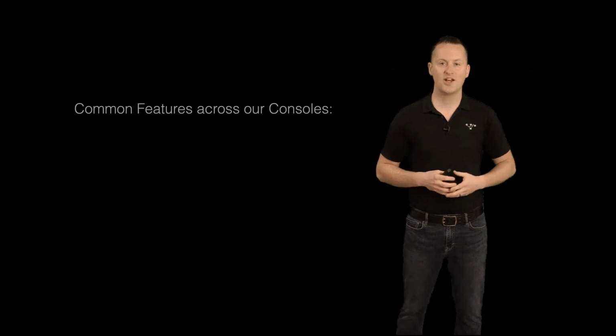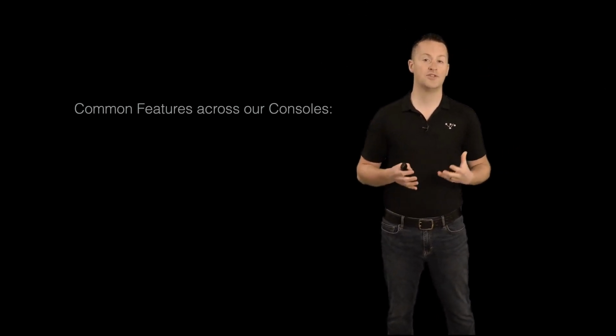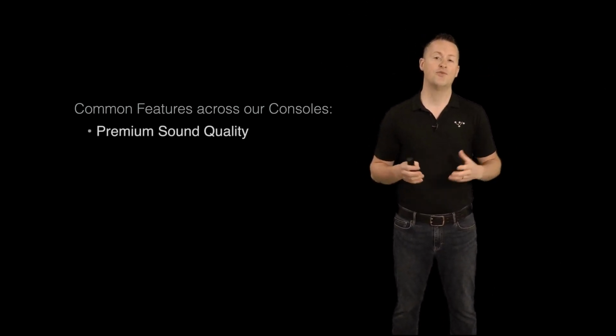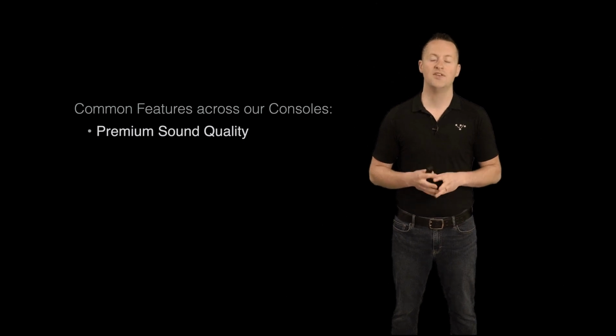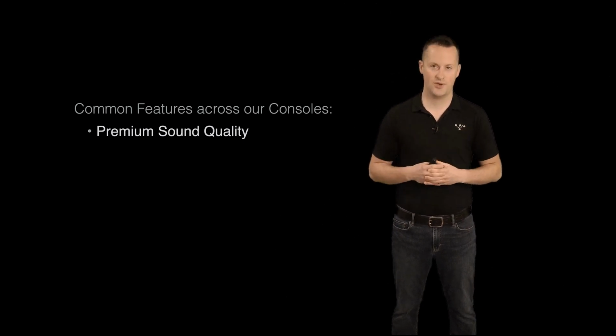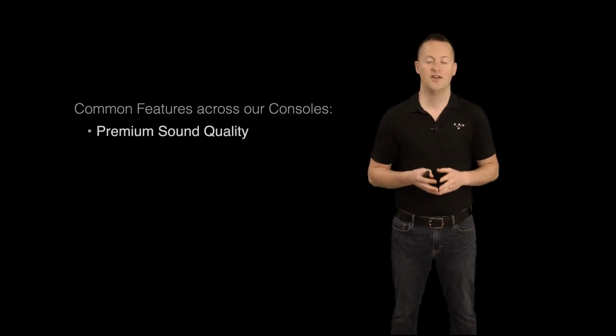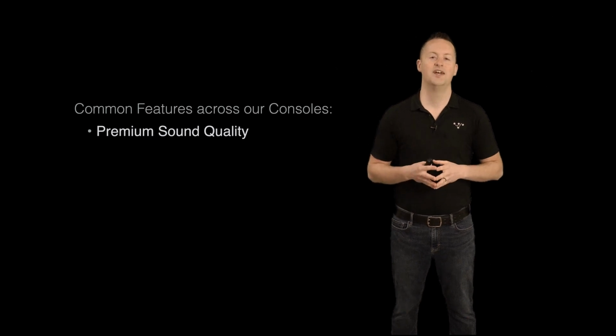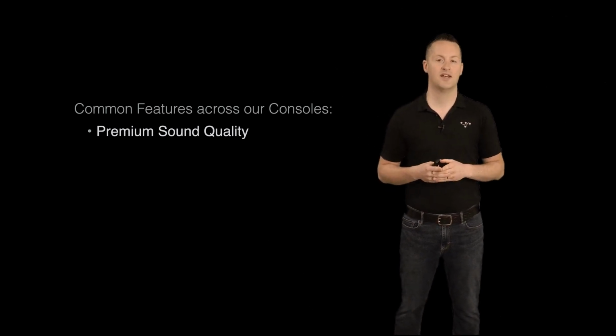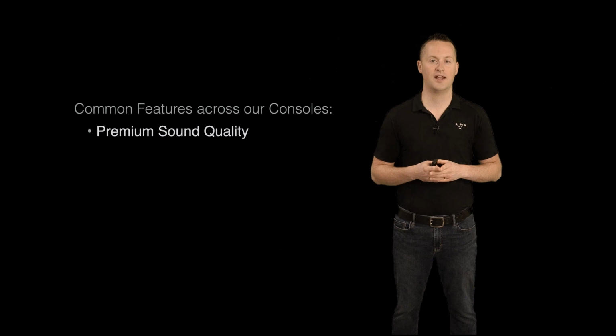All right, let's talk about some of the common features you're going to see across our product range. The first and foremost is premium sound quality. This is of huge importance to us. We don't have time today to go through everything, but I just want to hit on one thing: floating point processing. This is huge for us. So we use 40-bit floating point processing across our entire product range.